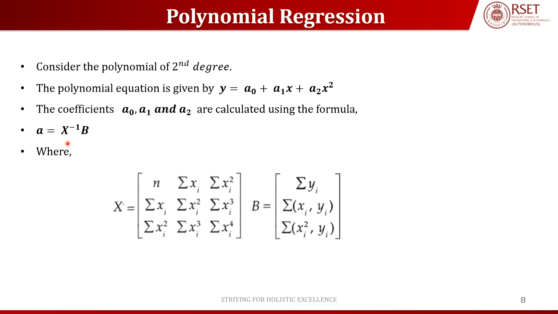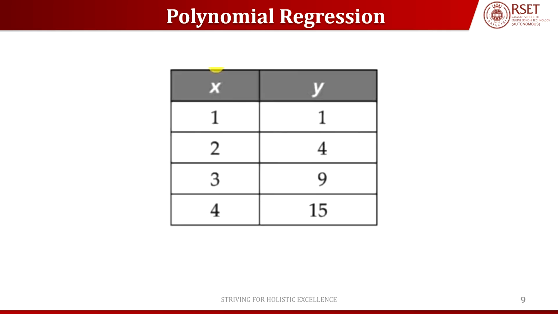Here A is equal to x inverse B, where x is given like this. X is n, sigma xi, sigma xi square; sigma xi, sigma xi square, sigma xi cube; sigma xi square, sigma xi cube, sigma xi raised to 4, and this is the B matrix: sigma yi, sigma xi yi and sigma xi square yi. This is for the polynomial regression. This is how you will use the matrix method.